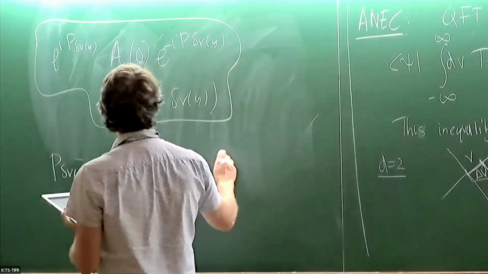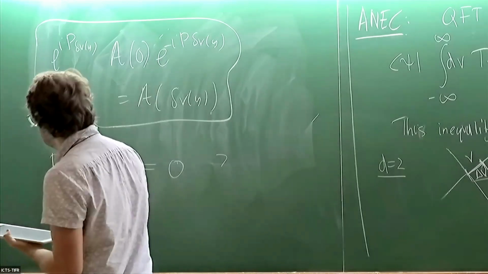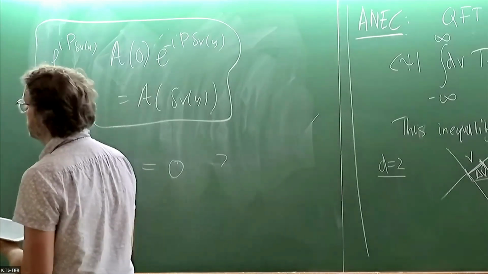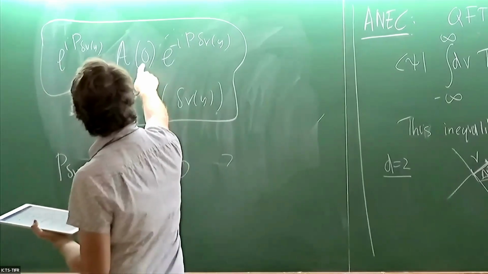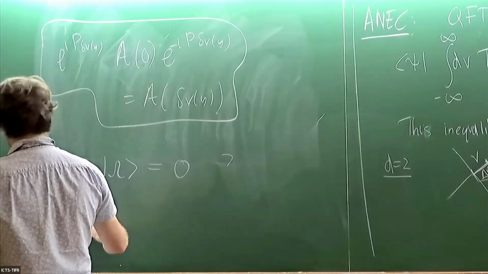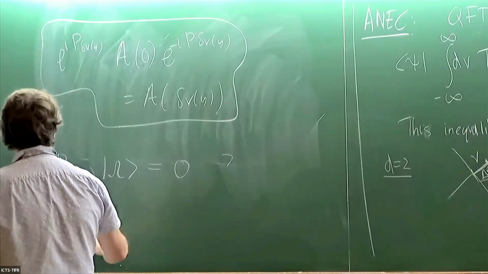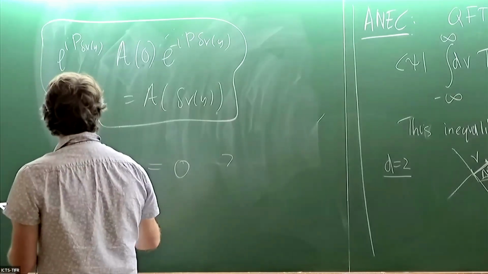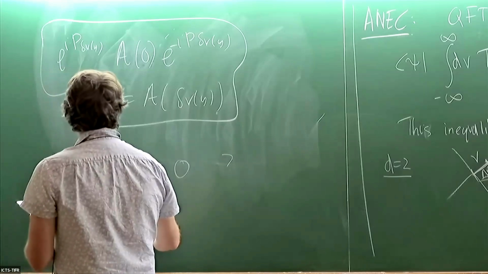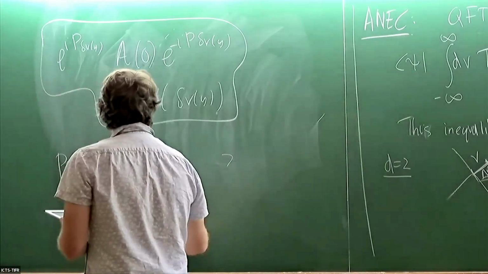Why is this? Well, here's the following argument. If I take the Rindler boost, or just the boost associated to the undeformed region, I'll just call that delta A, IS, A of 0, and I apply it to P, delta V. This is just a boost, so it's quite easy to see what it does.